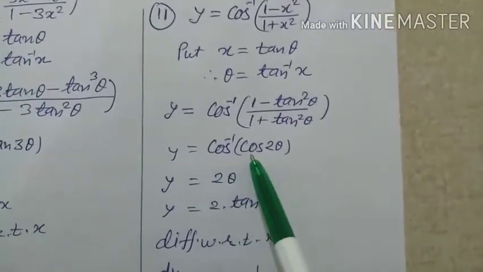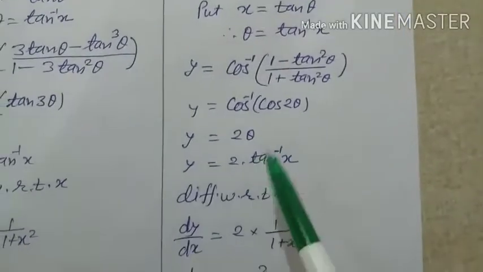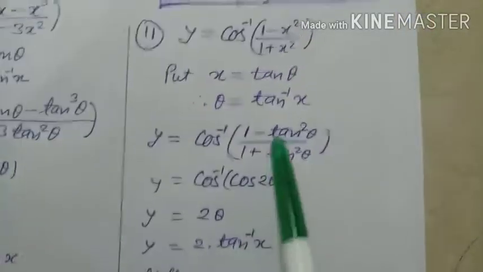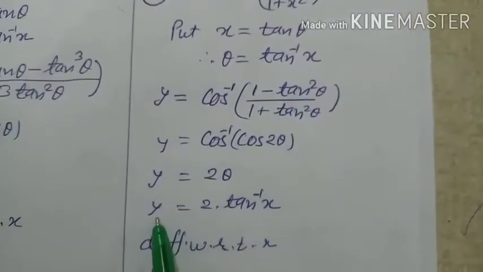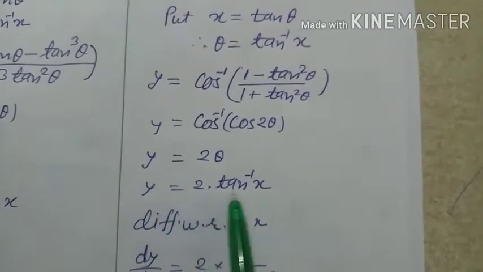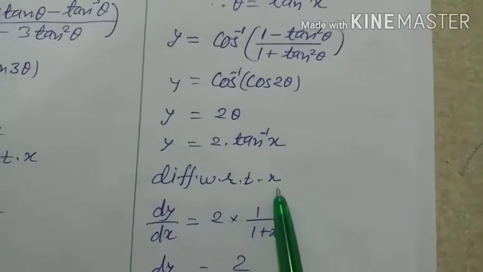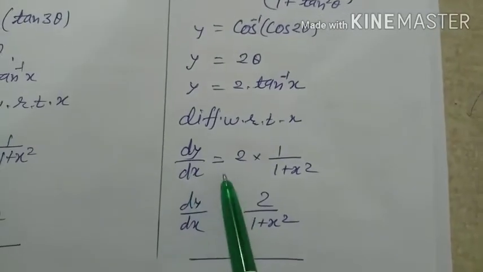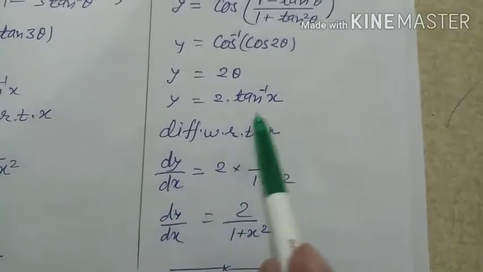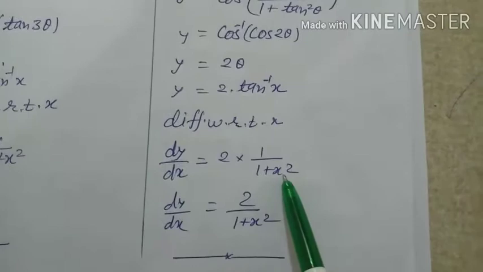Cos inverse and cos cancel out, only 2 theta remaining, and in place of theta write tan inverse x. So this is a very simple equation: y is equal to 2 times tan inverse x. Differentiate with respect to x, and you will get dy upon dx equal to 2, and the differential of tan inverse x, which is 1 upon 1 plus x square.